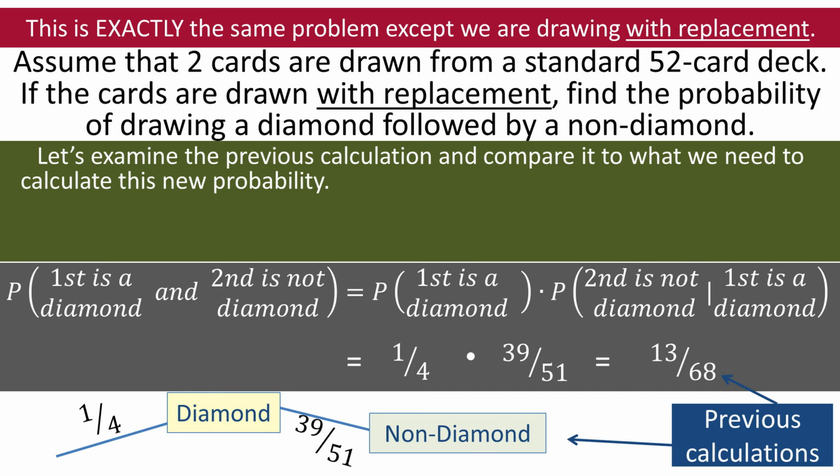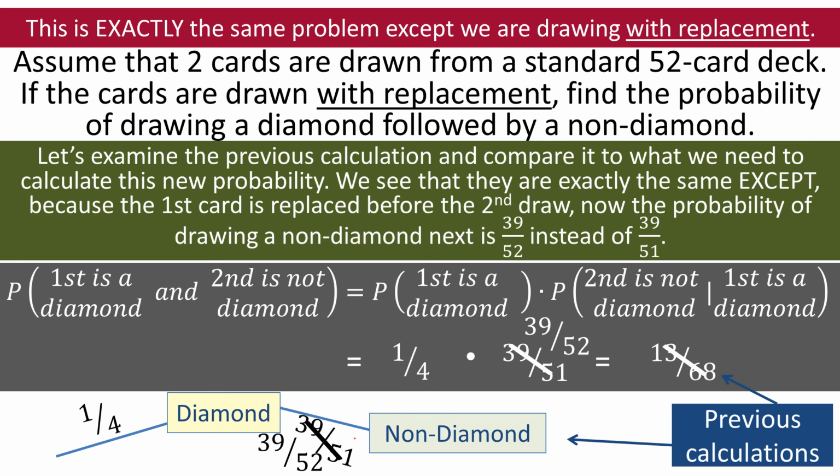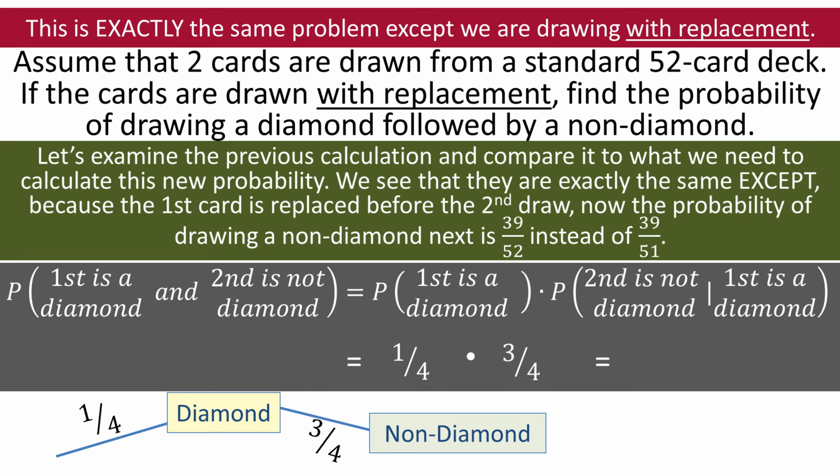So if you look at what you did before, this is our old calculation: we ended up multiplying 1/4 times 39/51, and we had to reduce the sample space from 52 to 51 because the card was not replaced. The only difference now is that we replaced the first card before we draw the second card, so that 51 is 52 now. Otherwise, it's the same. So instead of 1/4 multiplied by 39/51, we take 1/4 times 39/52. But 39/52 also reduces, so it might be better to reduce that to 3/4 first. So we end up multiplying 1/4 times 3/4, and that comes out to be 3/16.